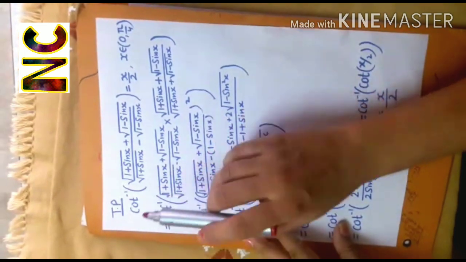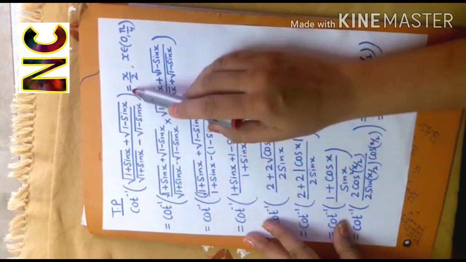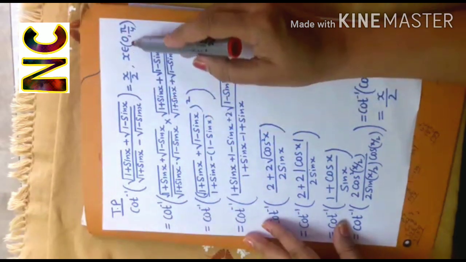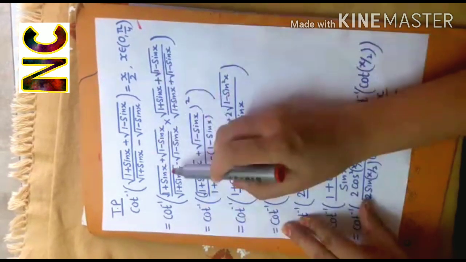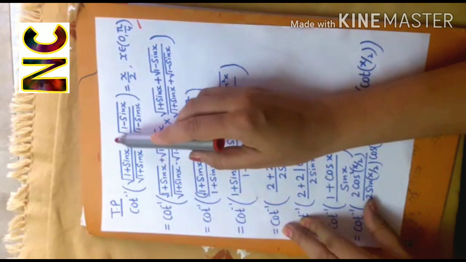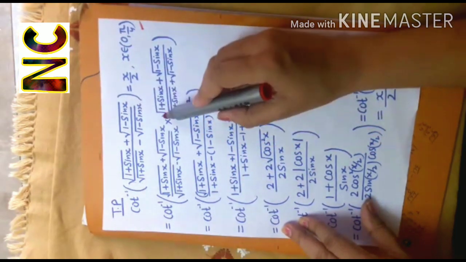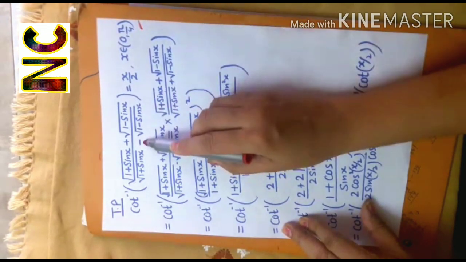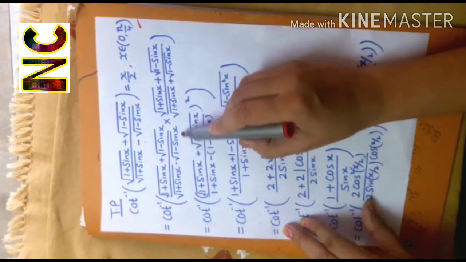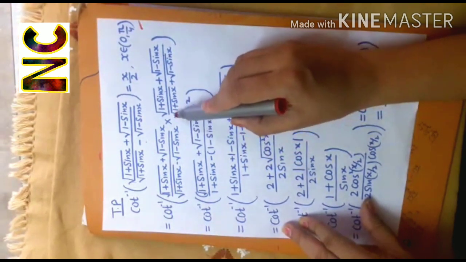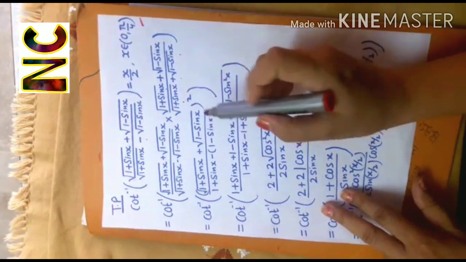Let's take another question. Prove that cot⁻¹ of this expression equals x/2, where x belongs to the open interval 0 to π/4. Yes, I'll multiply the numerator and denominator with √(1 + sin x) + √(1 − sin x), and the denominator is also multiplied with √(1 + sin x) + √(1 − sin x).